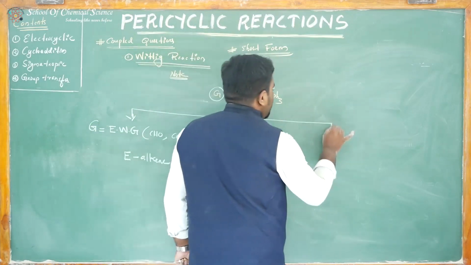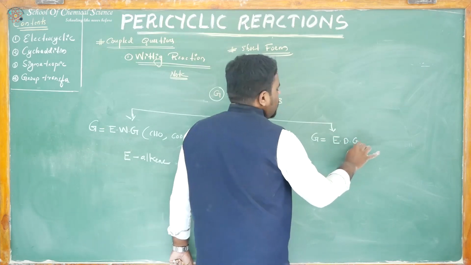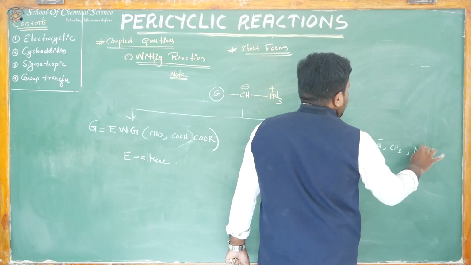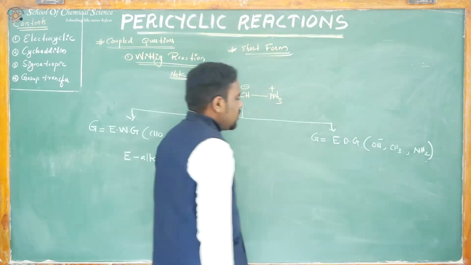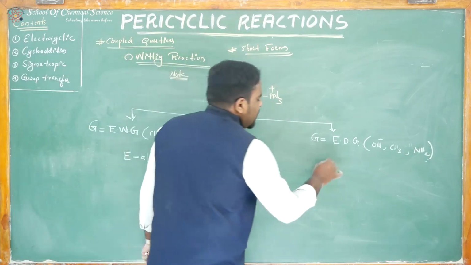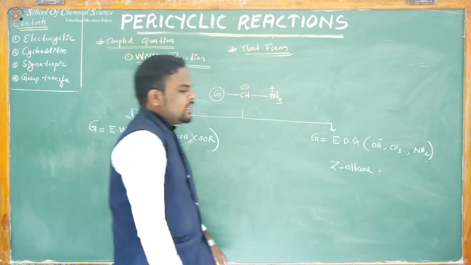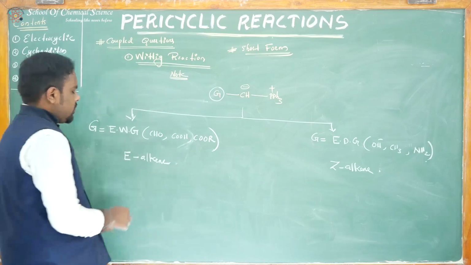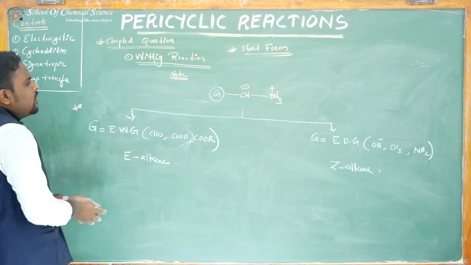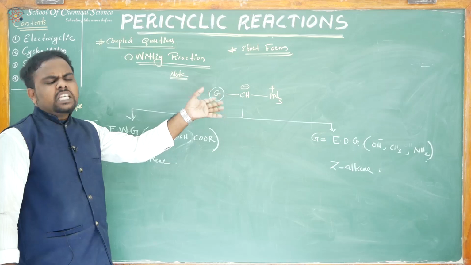At the same time, if your group G is an electron donating group like OH, CH3, NH2, etc., the product formed is a Z-alkene. The Z-alkene is the major product. So give a star mark. Very, very important.